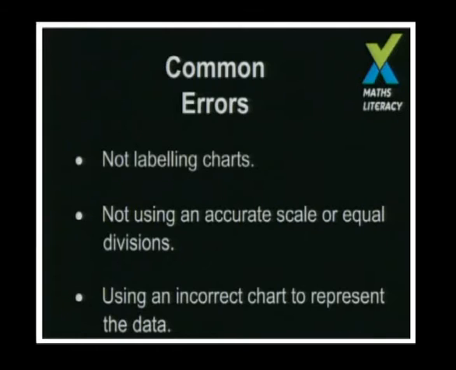Quickly before we finish off, we're going to look at some common errors that occur when we're answering these types of questions. The first one, not labeling charts. Secondly, not using an accurate scale or equal divisions. Remember, if you've got data and your range goes, for example, from maybe 0 up to 1,000, you don't want to go up in amounts of 10 on the left-hand side of your scale or on the y-axis, because you'd have to put in 100 spots, 0, 10, 20, 30, all the way up to 1,000.